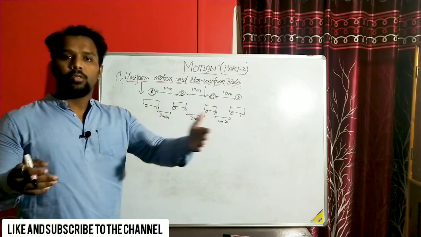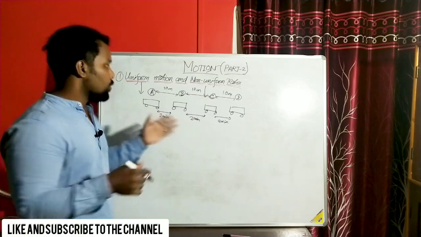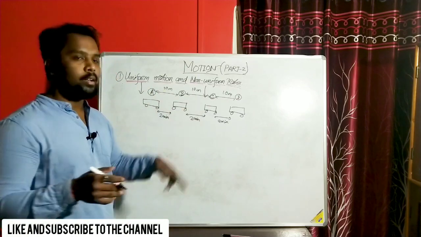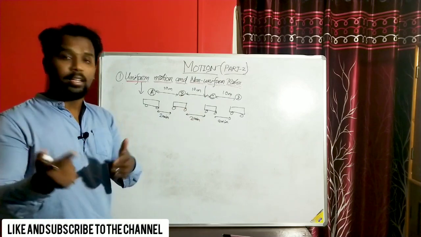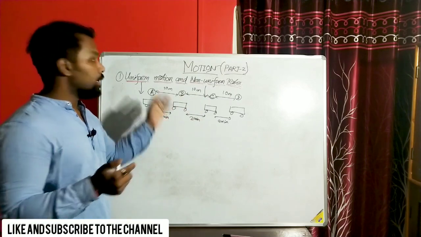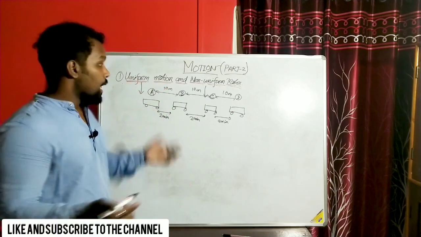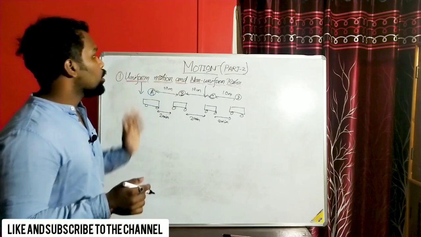Whenever we change our position, we get some distance, right? So we can say that whenever an object changes its position from one position to the other, or changes its distance equally in equal intervals of time, that motion is going to be known as uniform motion.